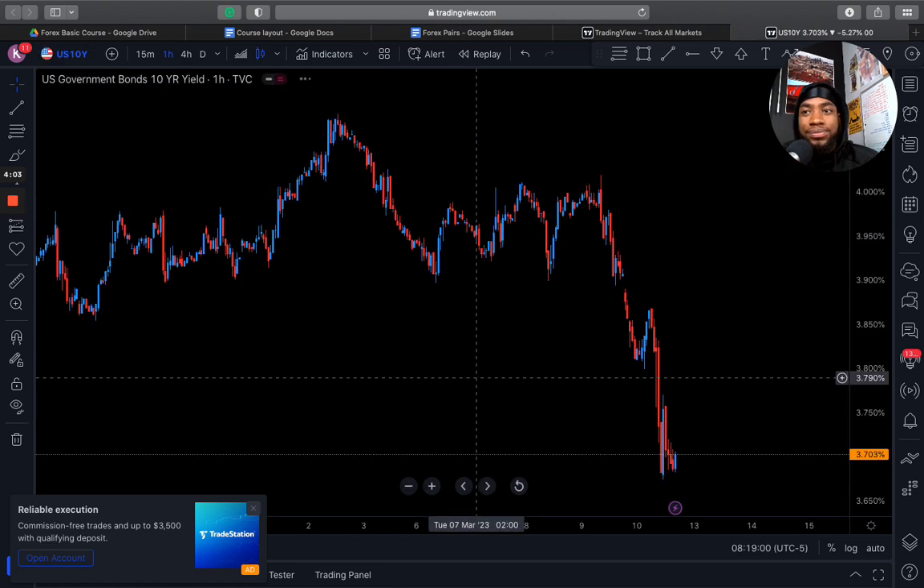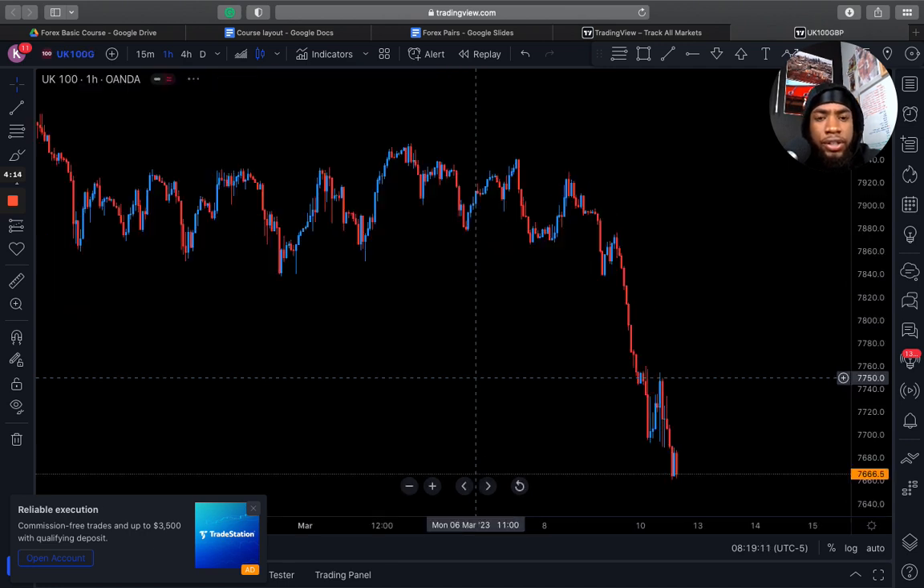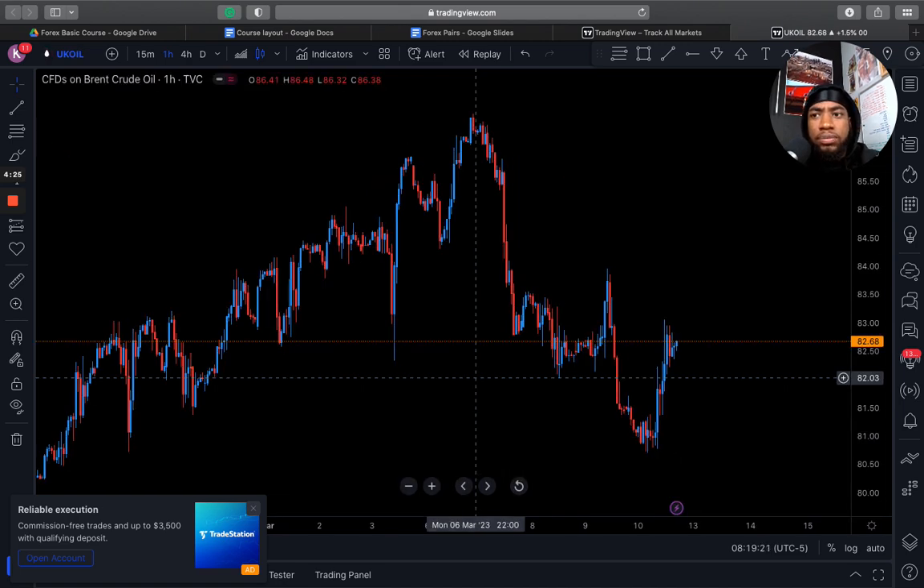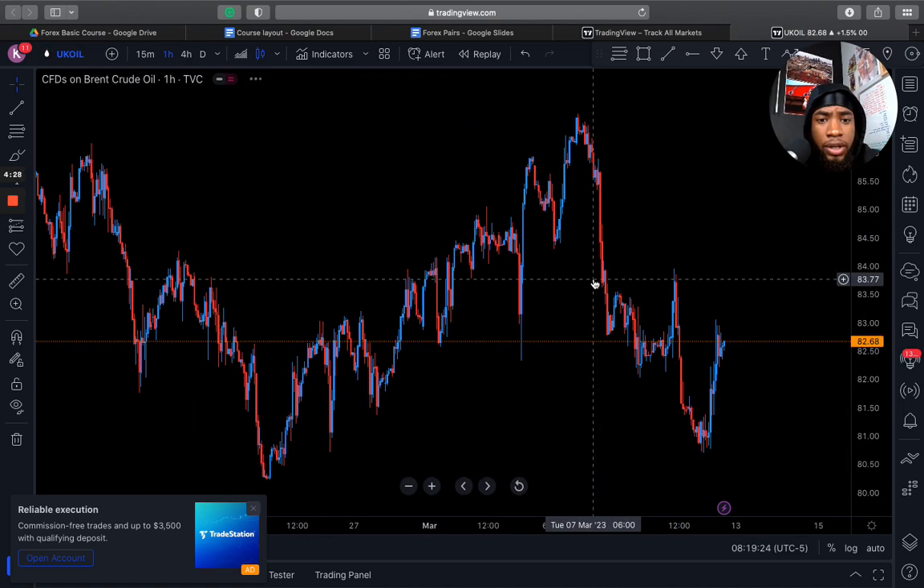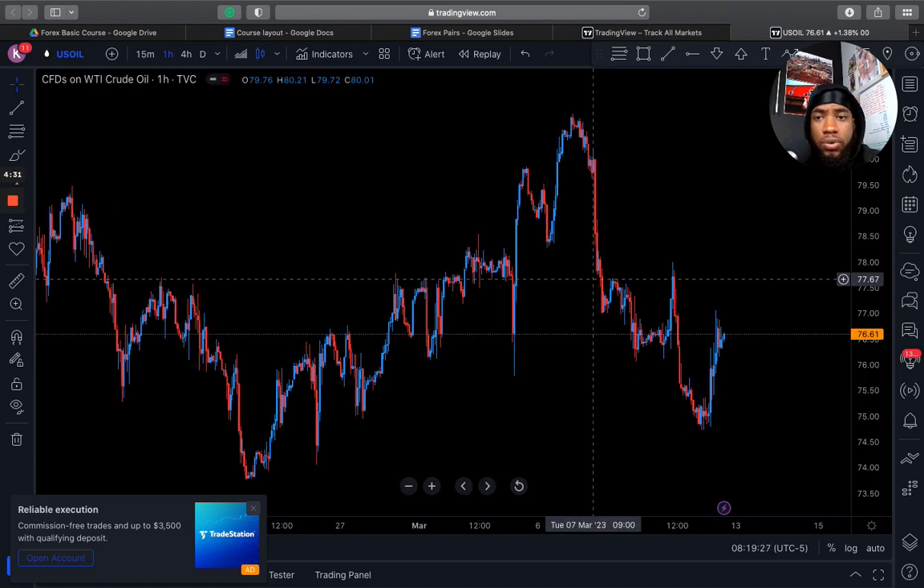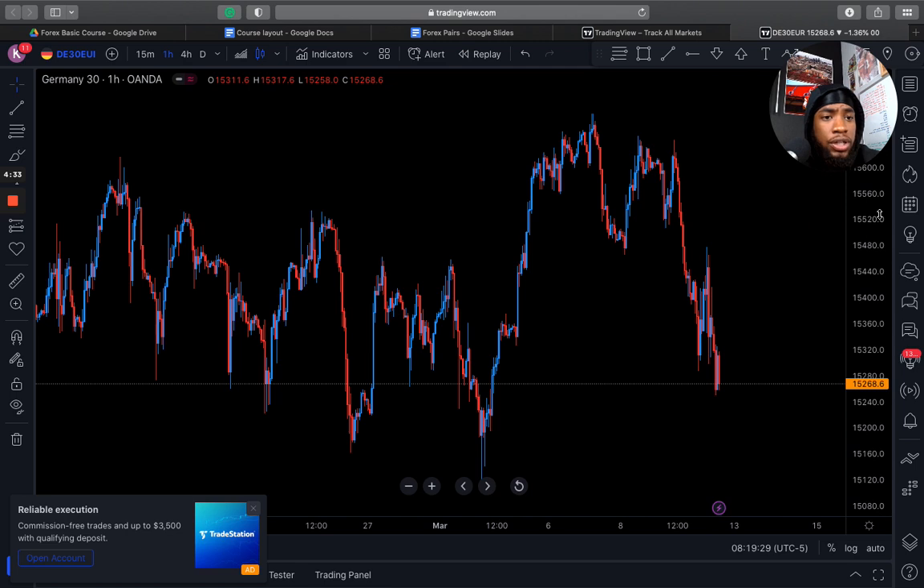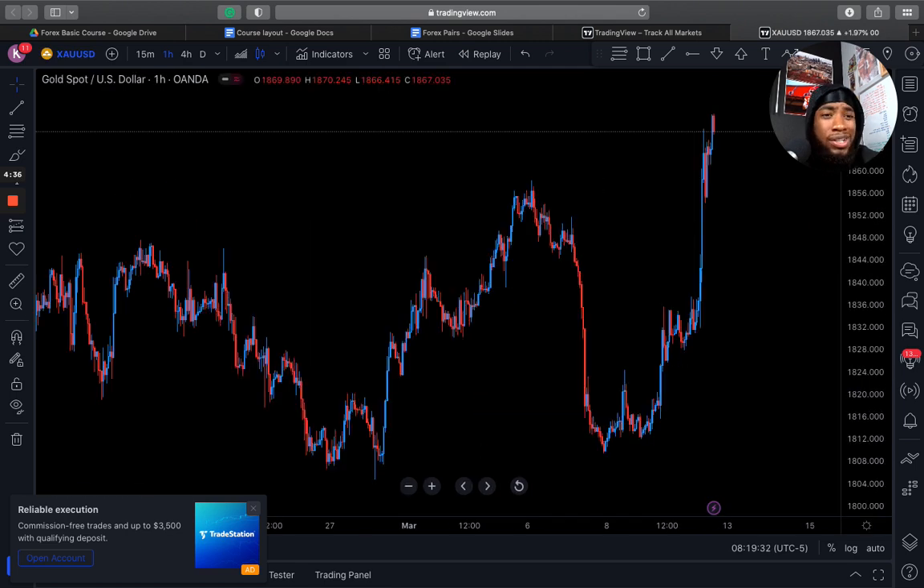S&P 500. Now you can't trade this, but TradingView allows you to view a lot of different things. So this is actually the U.S. government bonds, 10-year. UK 100, which is the UK's top 100. It's pretty much the UK's NASDAQ 100. Here's UK oil, right? US oil. German 30, which is like Germany's Dow Jones. And a majority of these you will be able to trade on your broker, depending on your broker. But like I said, always analyze everything.